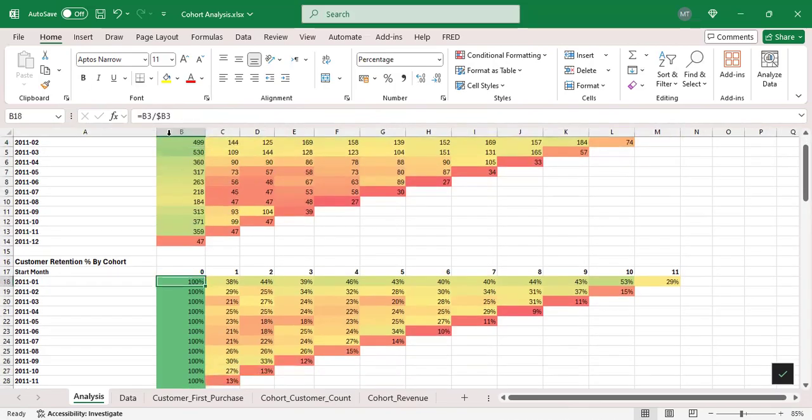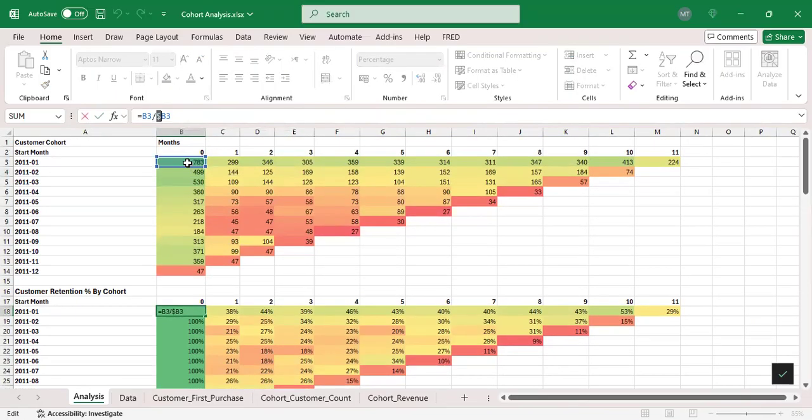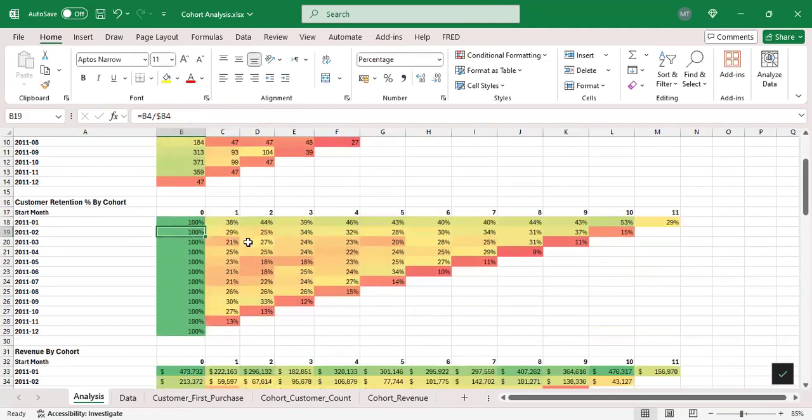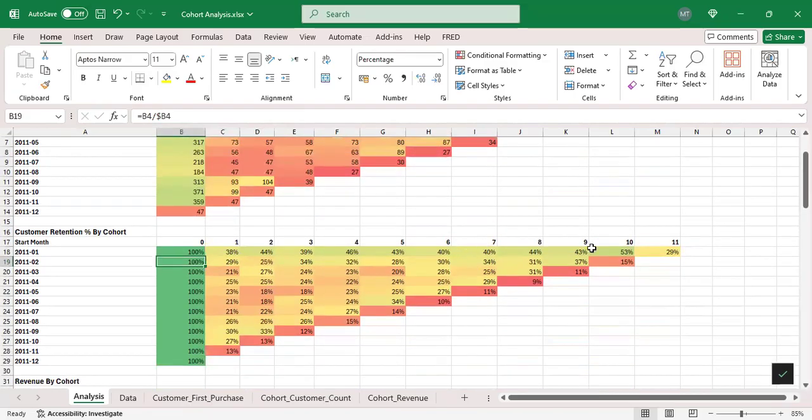So this is why I use a dollar sign here to log the value at the start. By each period, I'm dividing this number by the number of customers that we had at the start of each cohort. So this is how I got customer retention by cohort. And as you can see, we got different customer retention values by the end of the year.